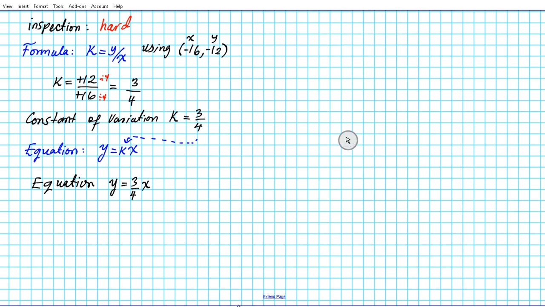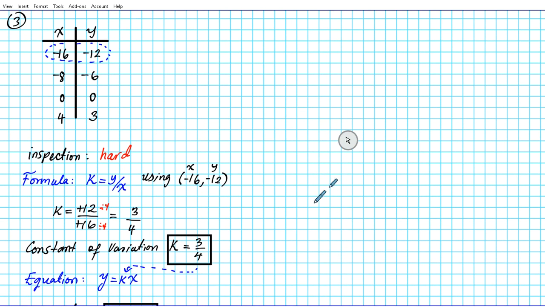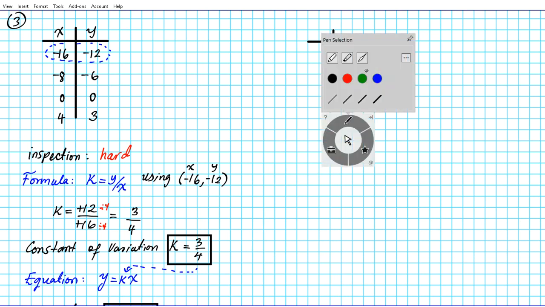Alrighty, so there you have it. Alright, let's go ahead and take a look at problem number 4. Problem 4 is another tabular representation. So let's say we have this table right here. For number 4, let's see what we have. So let's say we have x and y as follows.